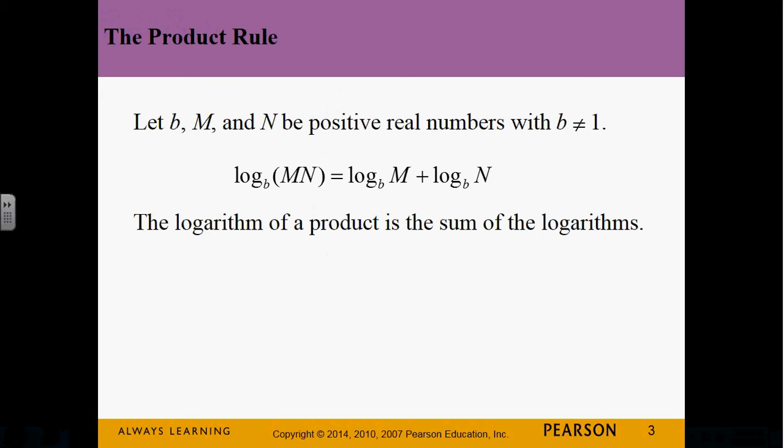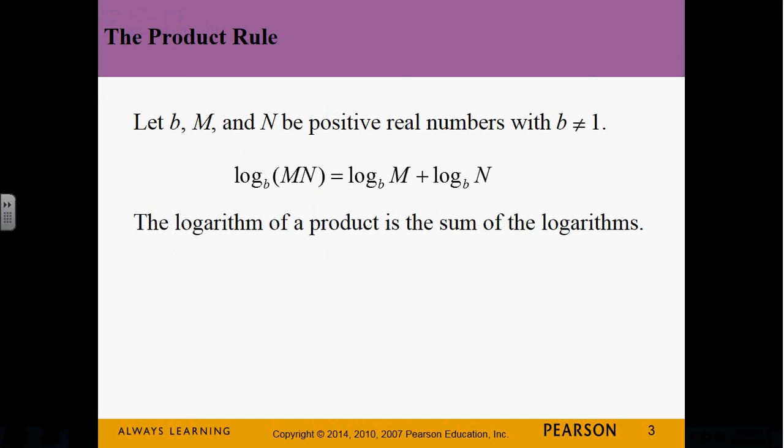Product rule. What we're going to do is we're going to let b, M, and N be positive real numbers with our base not equal to 1. We know that it can't be equal to 1. If I have two positive factors, I can rewrite the log of the product of those two factors as the sum of the log of those two factors.